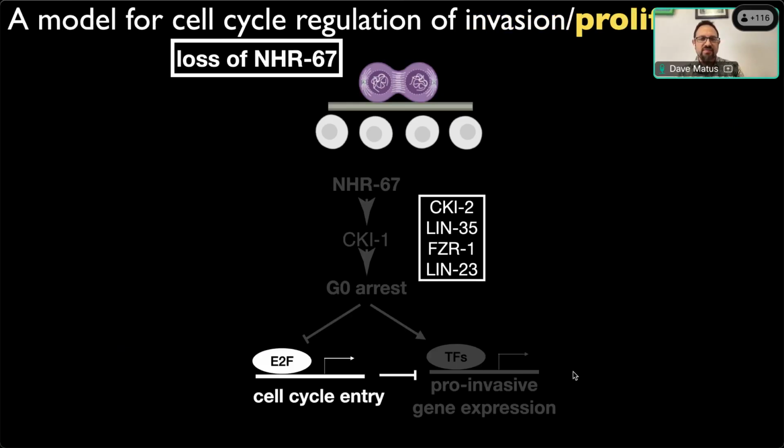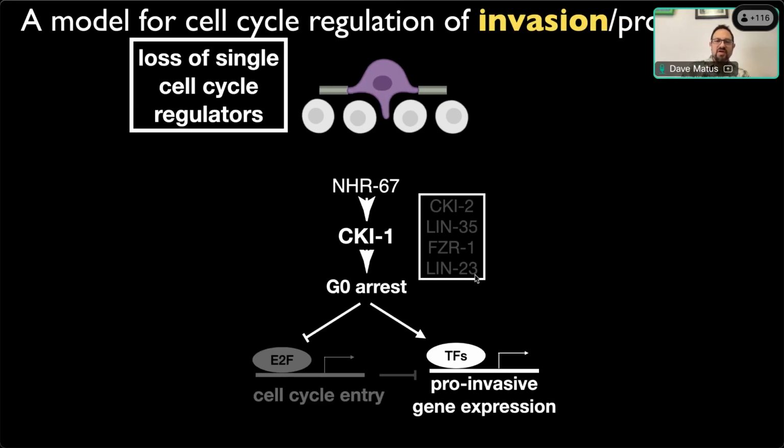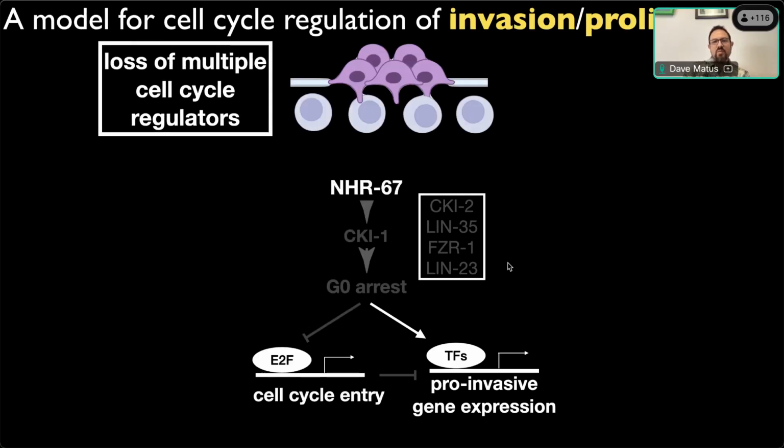When we lose this set of negative cell cycle regulators, we get compensation by CKI1, which seems to be the key negative regulator of the cell cycle in this pathway. When we lose both, we trigger cell cycle entry, but we maintain the gene regulatory network that's required for invasion. So some of these ACs maintain their competency to invade.